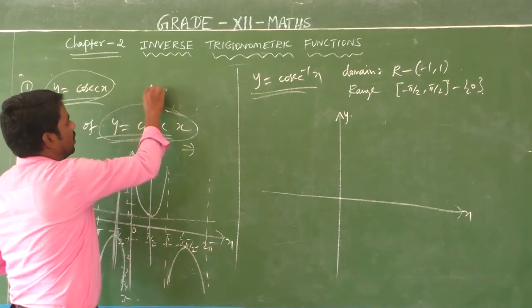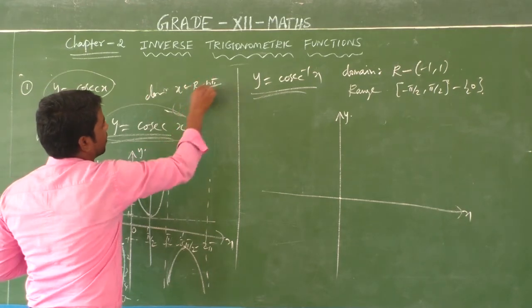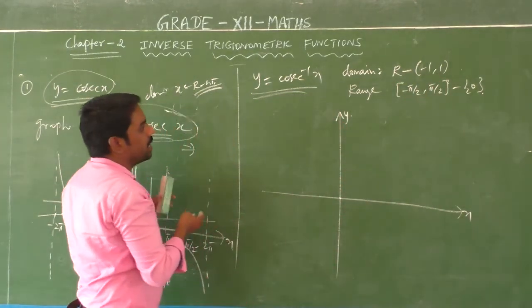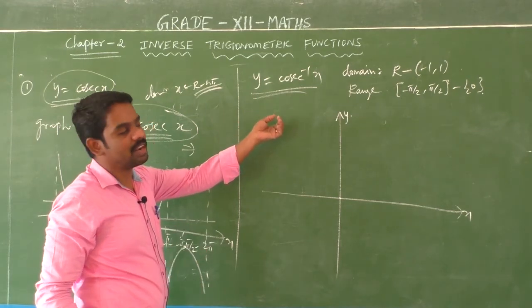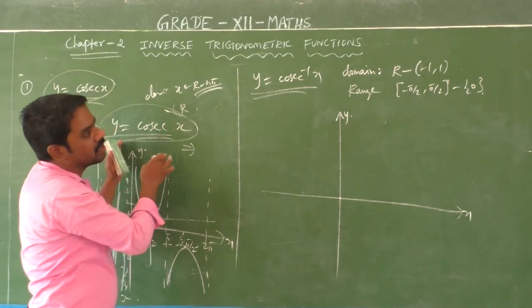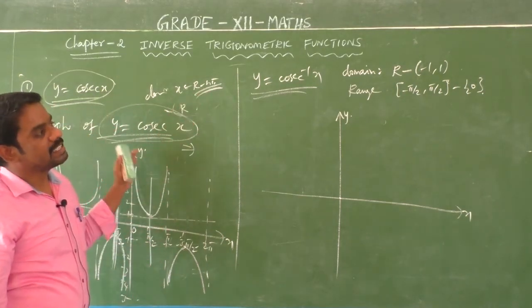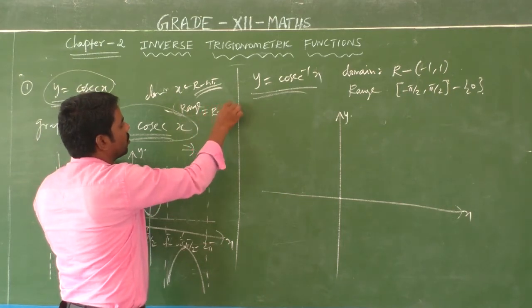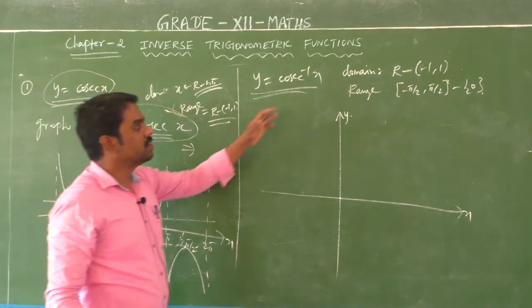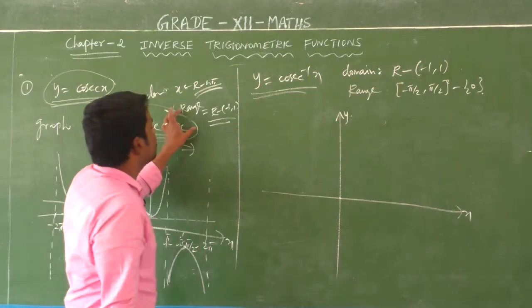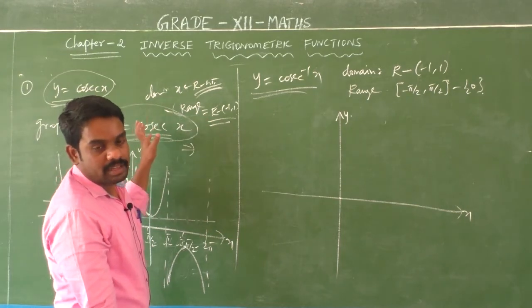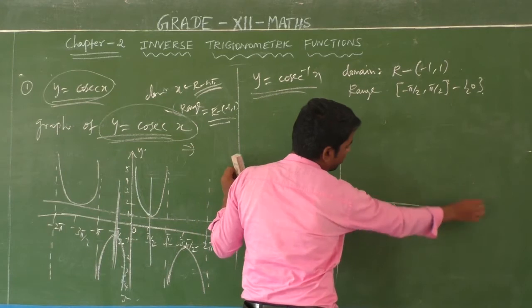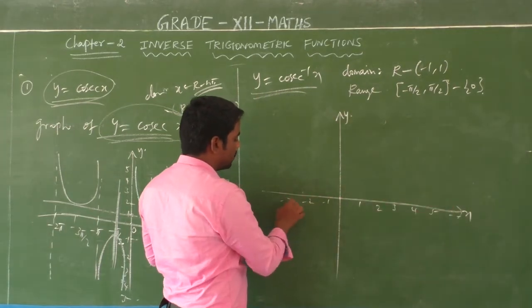For cosecant x the domain is x belongs to R minus n pi, but here the domain is R minus the open interval minus 1 comma 1. That means the domain of cosecant inverse x is equal to the range of y equal to cosecant x, which is R minus the open interval minus 1 comma plus 1. So you can take x values 0, 1, 2, 3, 4, 5 and so on, and minus 1, minus 2, minus 3, minus 4.